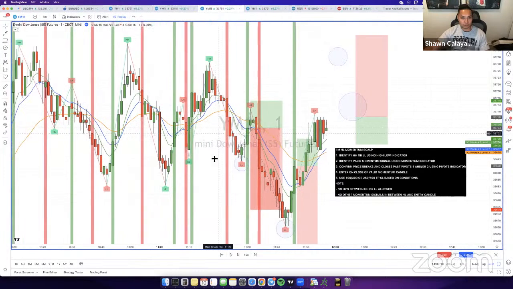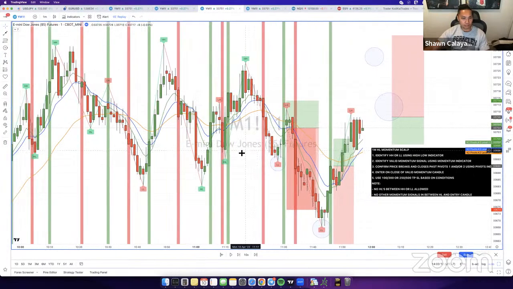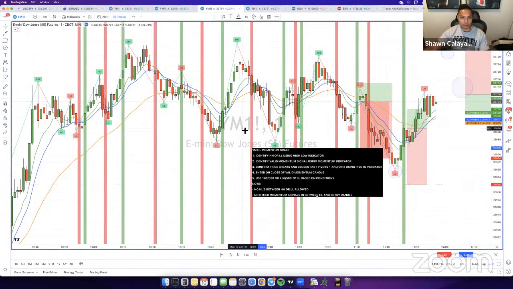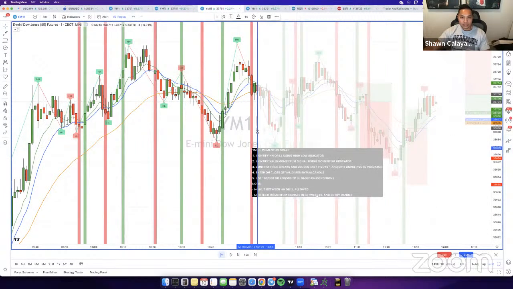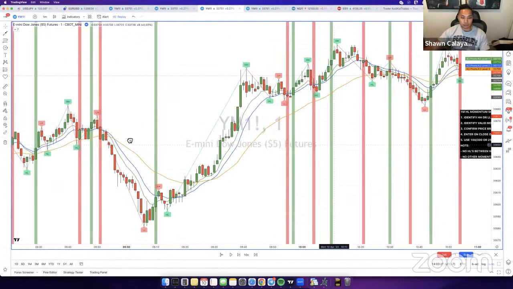Let's go back a little further. Again, these are none of the trades that I would take. Typically, the longest I'll go is past 9 o'clock. These are all like way past 9.